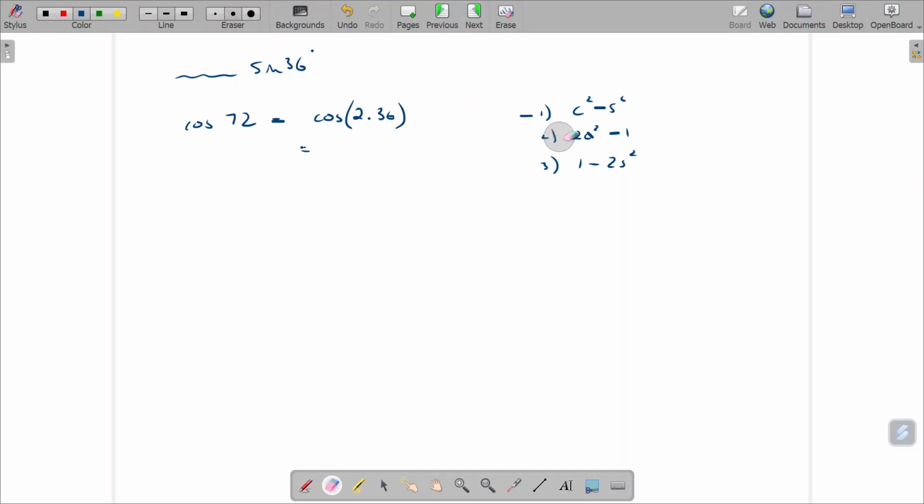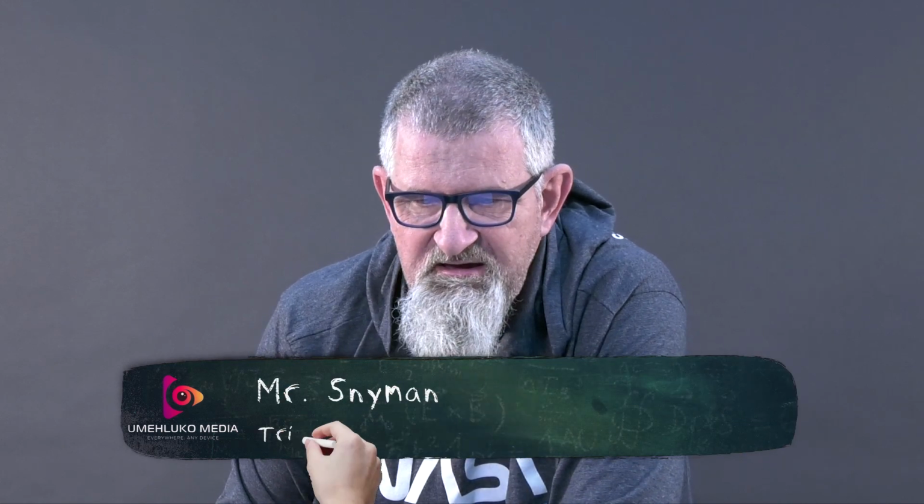Now, looking at the context of the sum, the context says write it in terms of sine squared. So if you write it in terms of sine squared, this one is preferable. So I'm going to choose to write this as 1 minus 2 sine squared 36. And if you go back to the previous video, you'll have seen that, in fact, that is the answer that we got to that question.